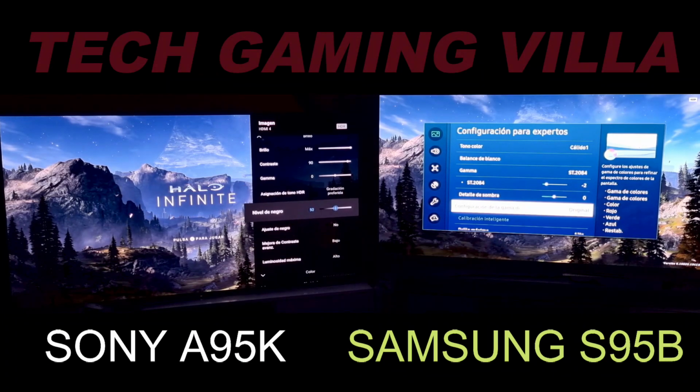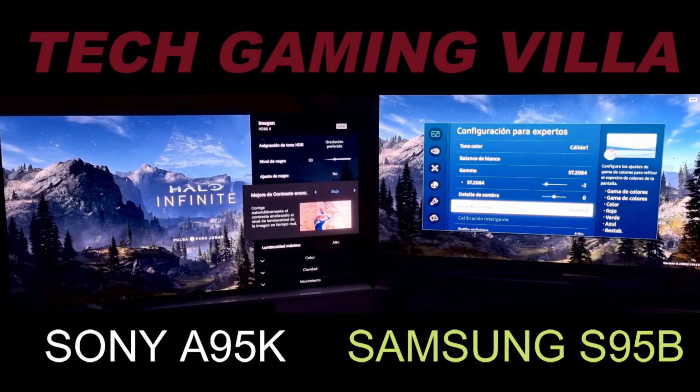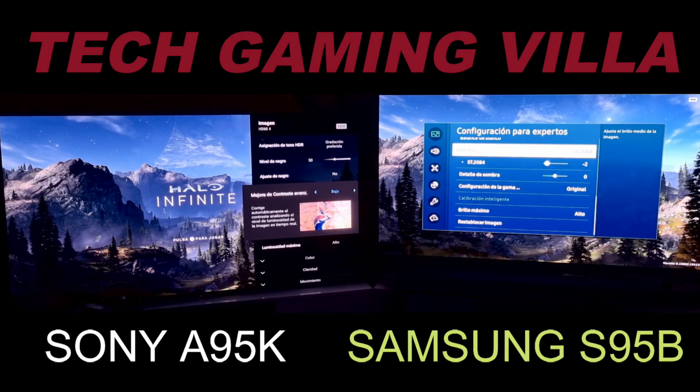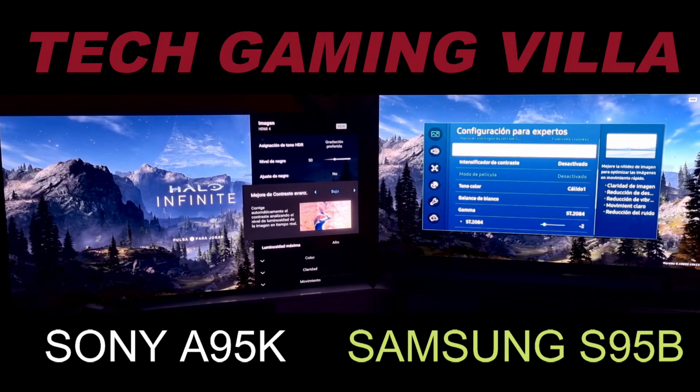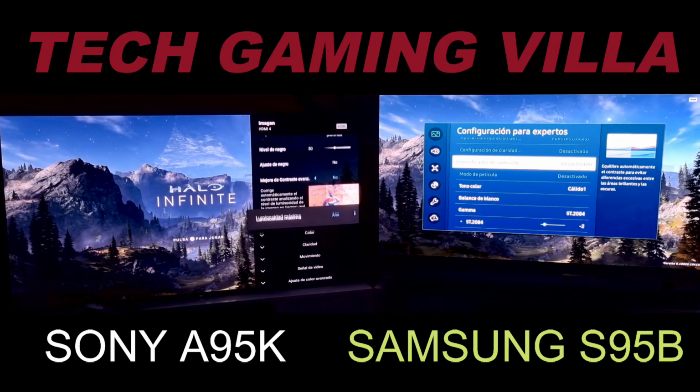QD-OLED smart TVs are here to stay, but Samsung will continue to bet on mini LED technology. Beyond the differences in these two TVs at an aesthetic level, the truth is that there are several details in each of the models that should be highlighted. So don't miss this comparison between the Sony A95K and the Samsung S95B.